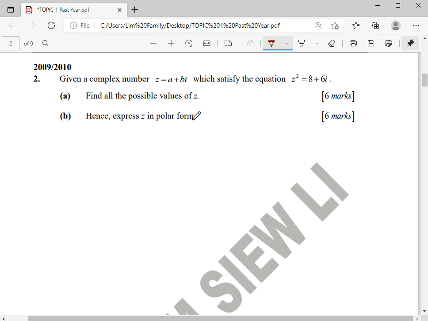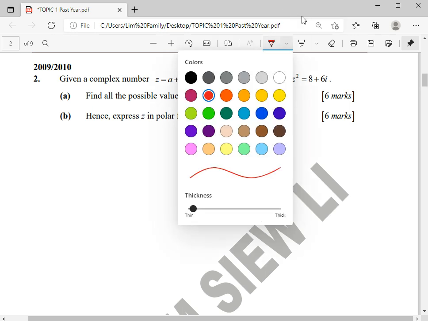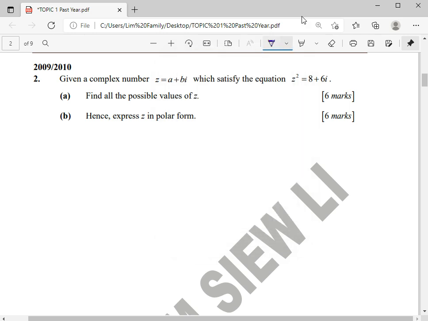Tunjuk dalam polar form. Okay, so for the first part, we find back our a and b values. For question A, they said z squared will equal 8 plus 6i. So we plug in our complex number z, where z is a plus bi. We want to square it. Okay, expand it. When you expand, this is a squared, and then 2abi plus b squared i squared.